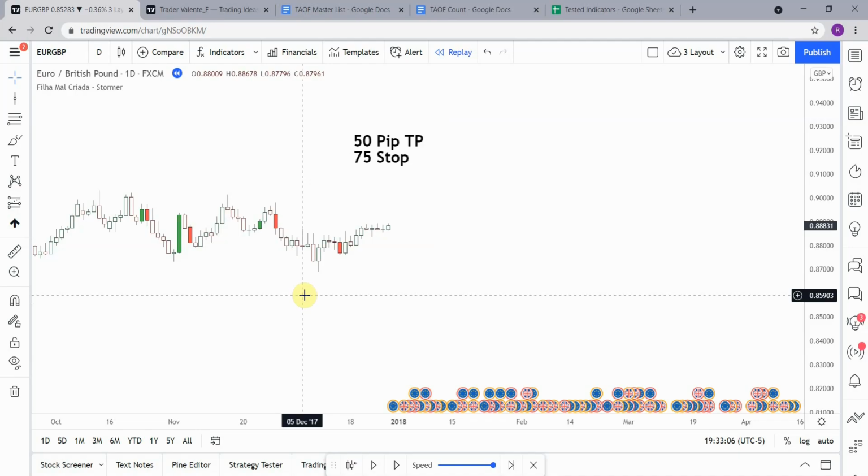Alright, as I said, today we will be testing the stubborn daughter indicator.